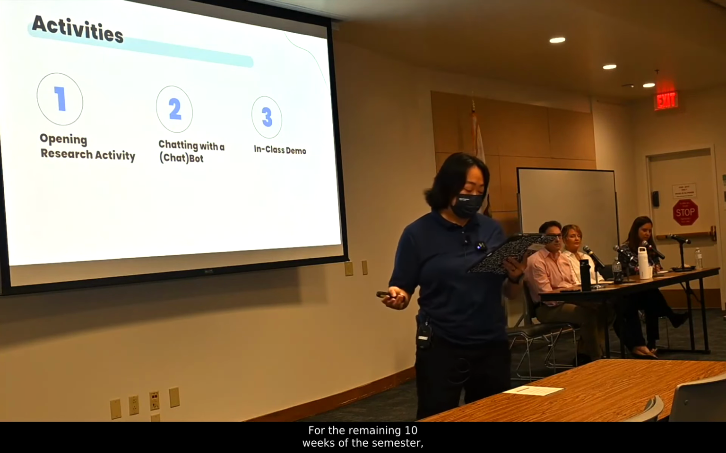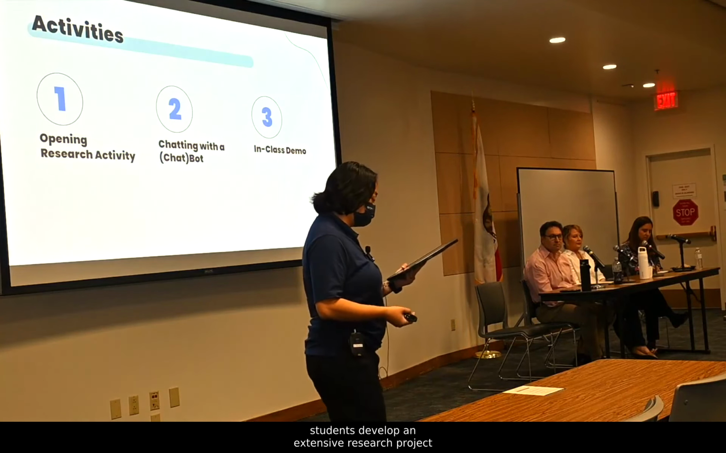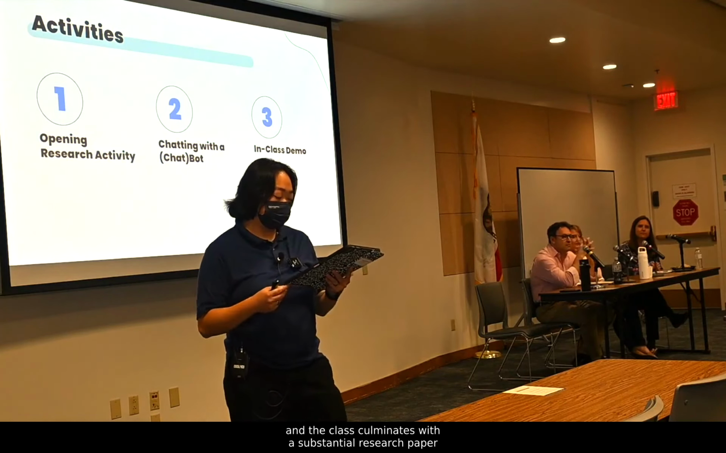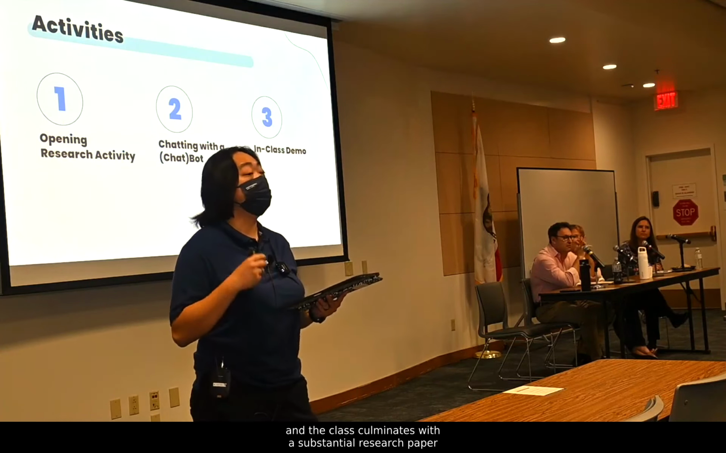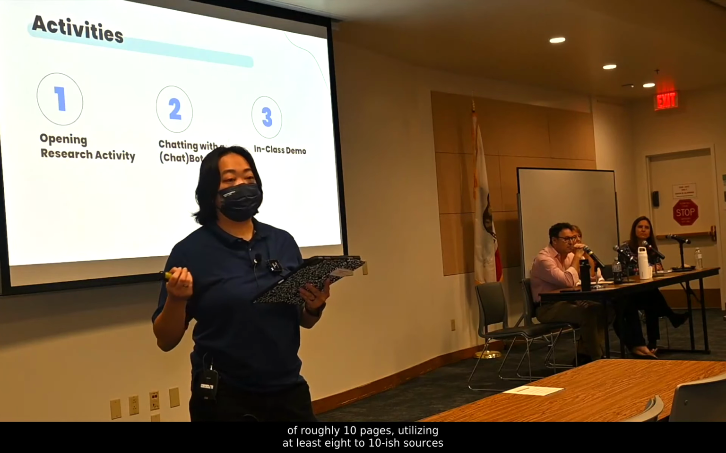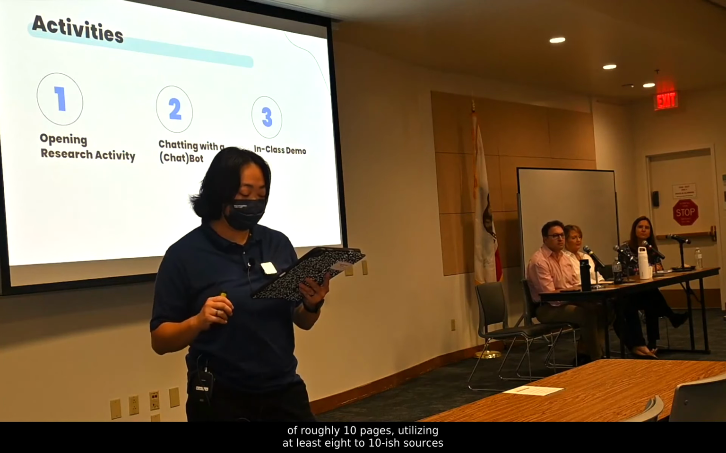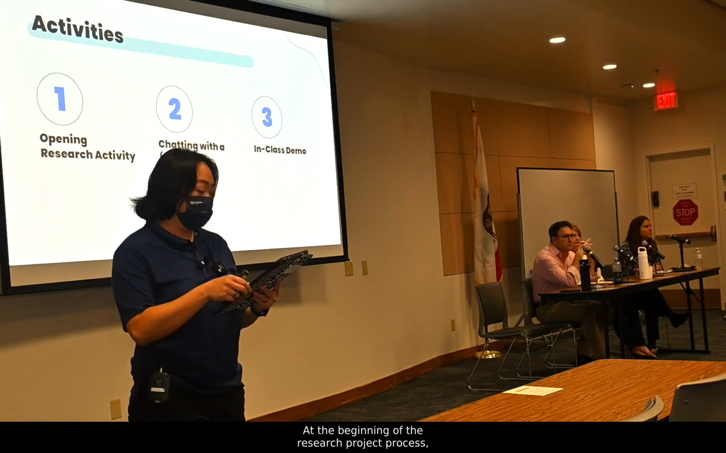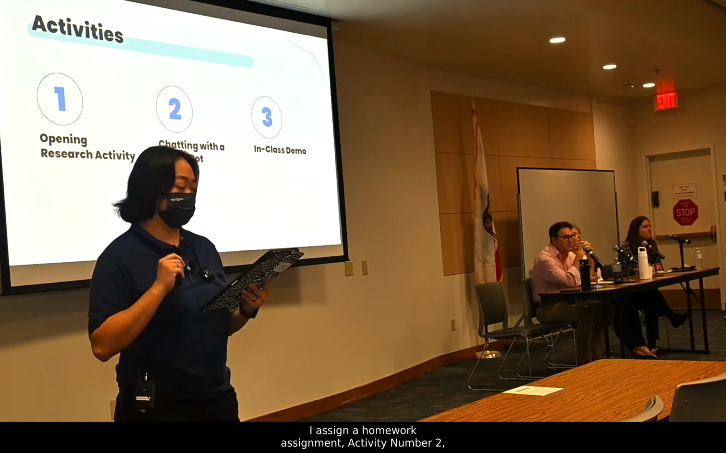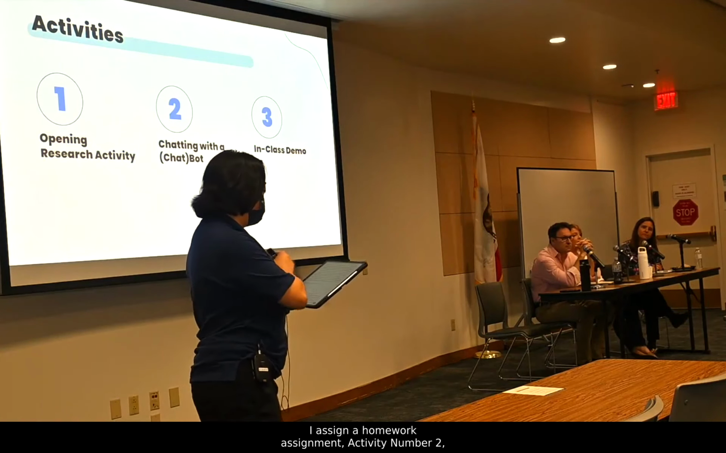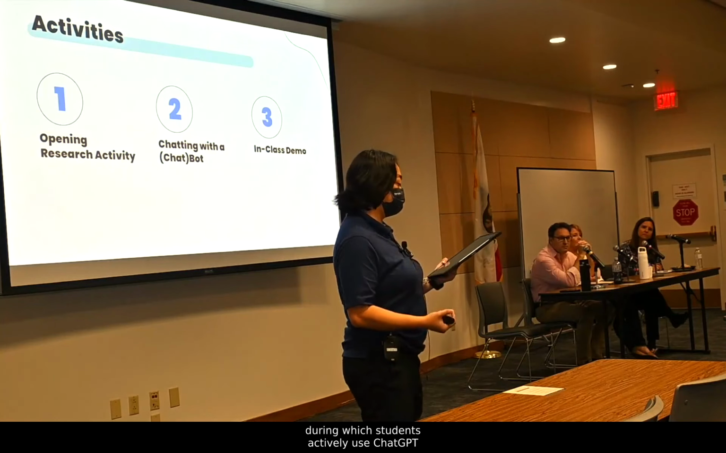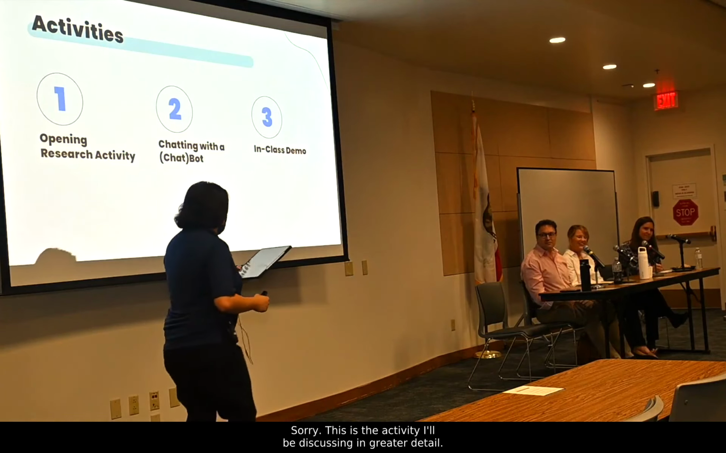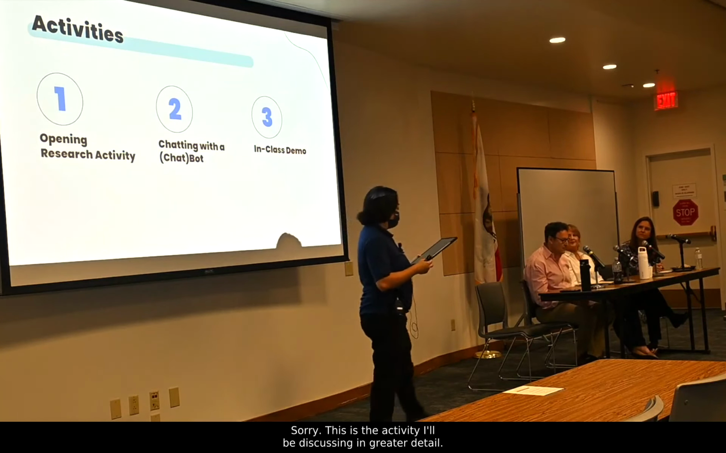For the remaining 10 weeks of the semester, students develop an extensive research project on an education research topic of their choice, and the class culminates with a substantial research paper of roughly 10 pages, utilizing at least 8 to 10-ish sources in the form of a problem solution argument. At the beginning of the research project process, I assign a homework assignment, activity number 2, during which students actively use ChatGPT and compare their writing and ideas with the bot's. Sorry, this is the activity I'll be discussing in greater detail.